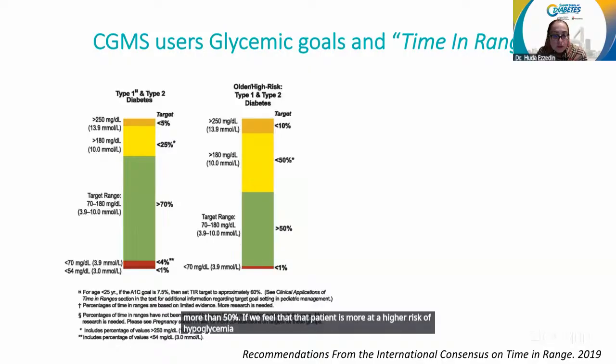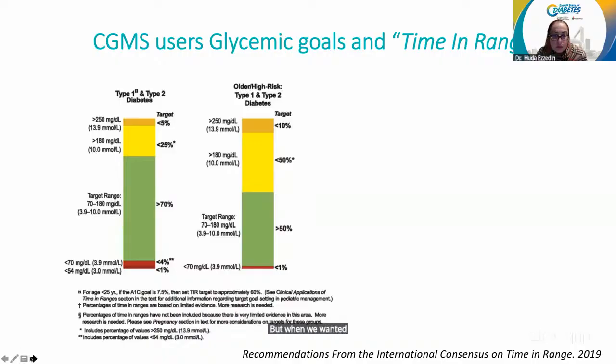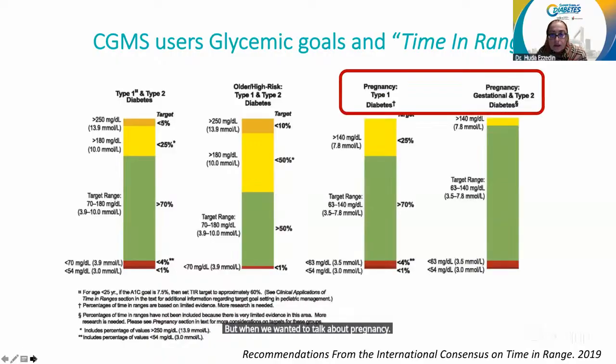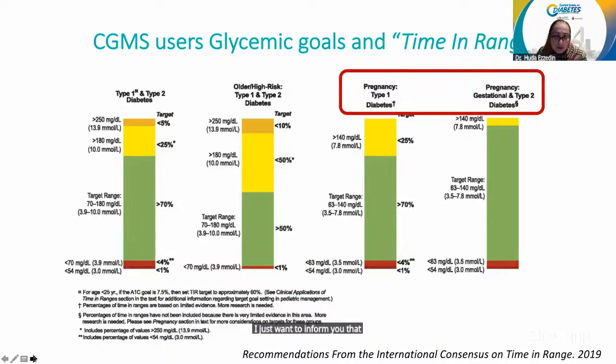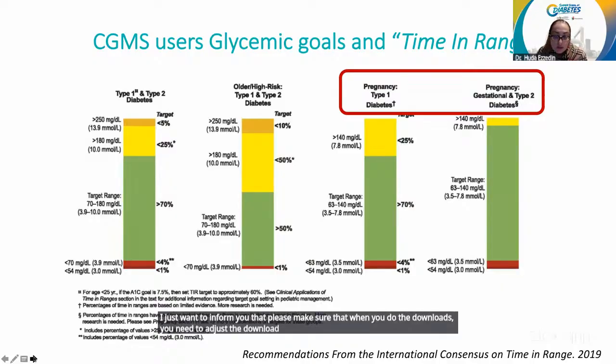But when we wanted to talk about pregnancy, then these are the targets: pregnancy in type 1, and pregnancy in gestational diabetes and type 2 on sensor. And we need to have the majority of the readings within the target. I just want to inform you that when you do the downloads, you need to adjust the download range so that it is between 60 and 140. Otherwise, by default, the download is fixed to 180.